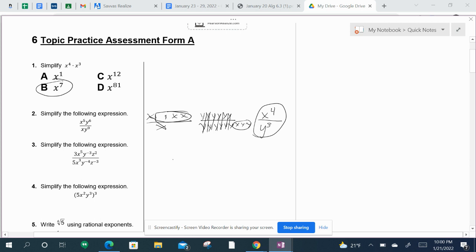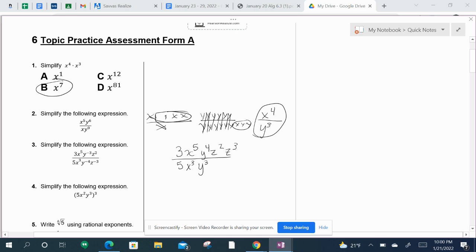Number 3, because I have negative exponents, I'm going to start by moving things around. The 3 doesn't have a negative exponent, so it'll stay in the numerator. X to the fifth will stay in the numerator, but y to the third will move to the denominator because it had a negative exponent. Once it moves, it becomes positive. Z to the second stays up top. On the bottom, the 5 will stay on the bottom, the x to the third will stay on the bottom, but the y to the fourth moves up top and the z to the third moves up top.